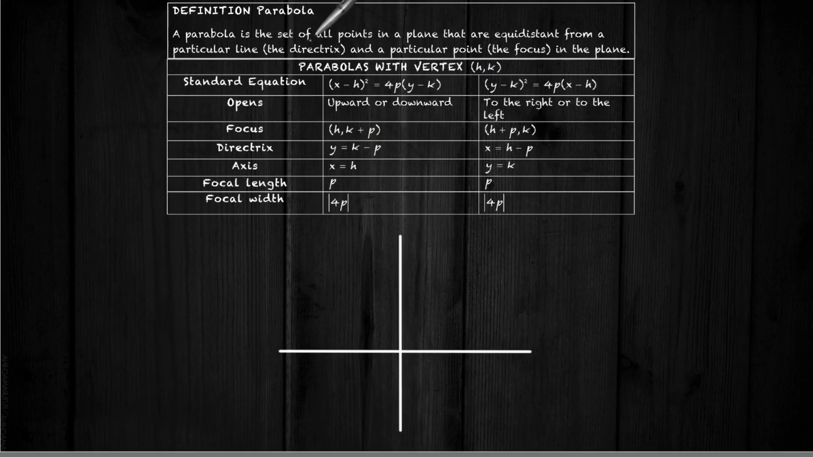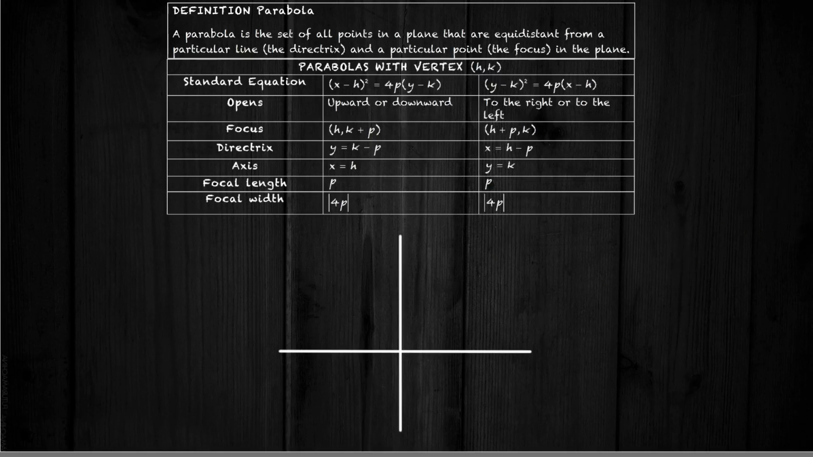A parabola is the set of all points in a plane that are equidistant, or the same distance, from a particular line, and that line is called the directrix, and a particular point in the plane, and that point is called the focus. So that probably still doesn't make any sense, so let's see if we can draw it out.